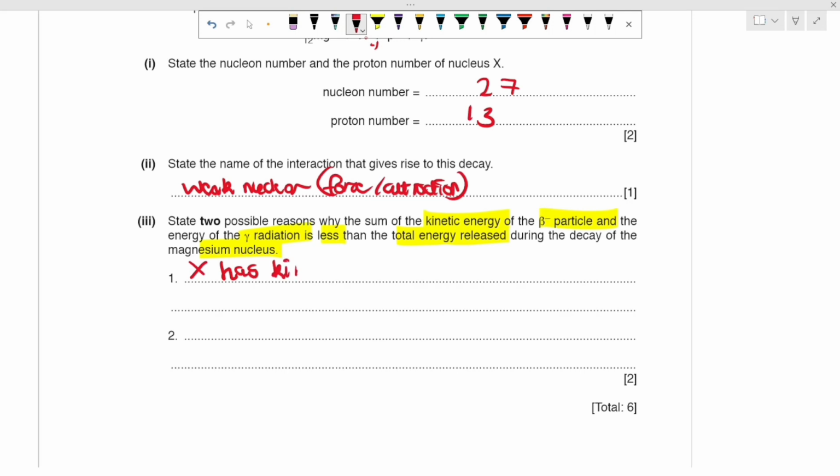X has kinetic energy. It's going to move, so it's going to take some. In other words, they're telling you where some of this energy is going. So X has kinetic energy and it moves with it.